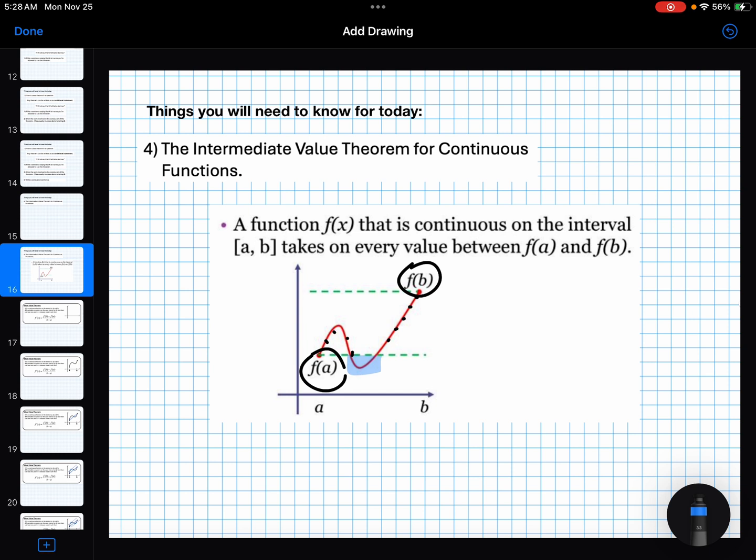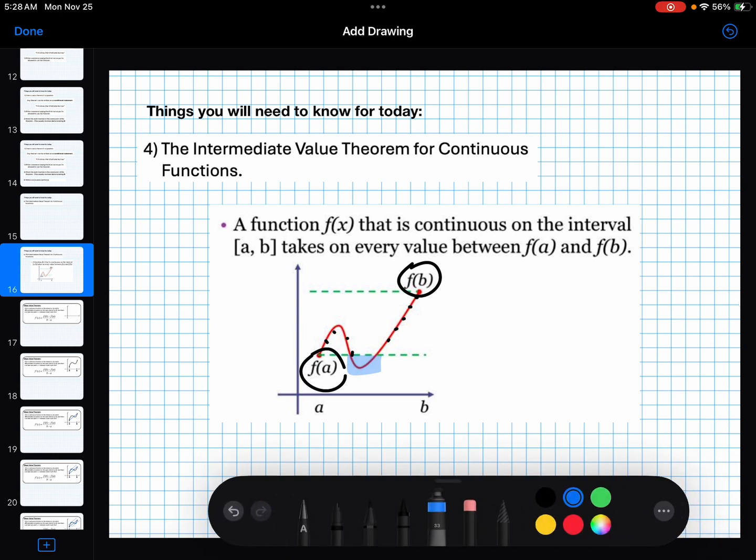That's the idea. All right, and again, notice this was not stated as a conditional statement, but it could be. I could restate this as: if a function f(x) is continuous on the closed interval from a to b, then it takes on every value between f(a) and f(b).